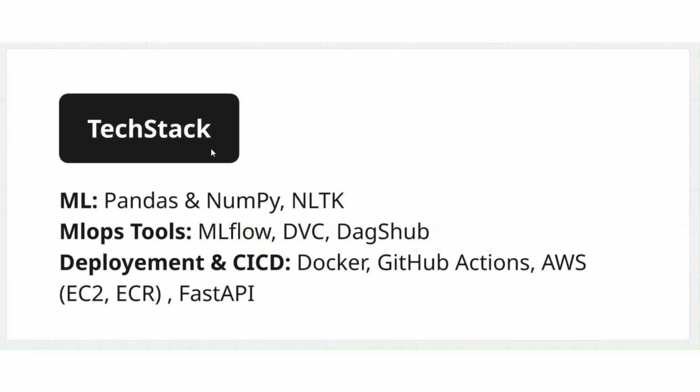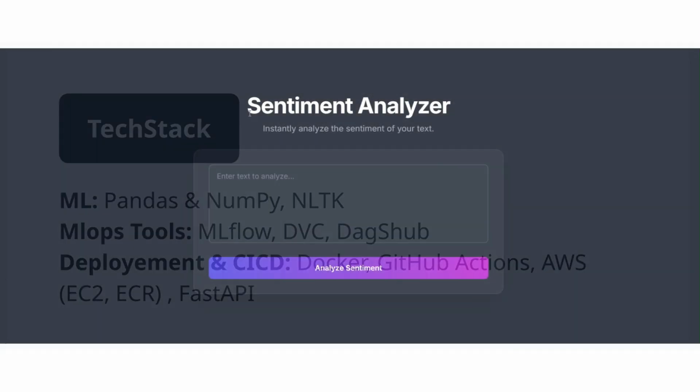Here is the tech stack that I used for building this project. I utilized Python libraries for performing machine learning tasks, and I used MLflow, data version control, and DagsHub for implementing my machine learning pipeline. And for deployment purposes, I used Docker, GitHub Actions, and AWS services like EC2 and ECR, and I built the inference app with FastAPI. Here is the demo of my project.